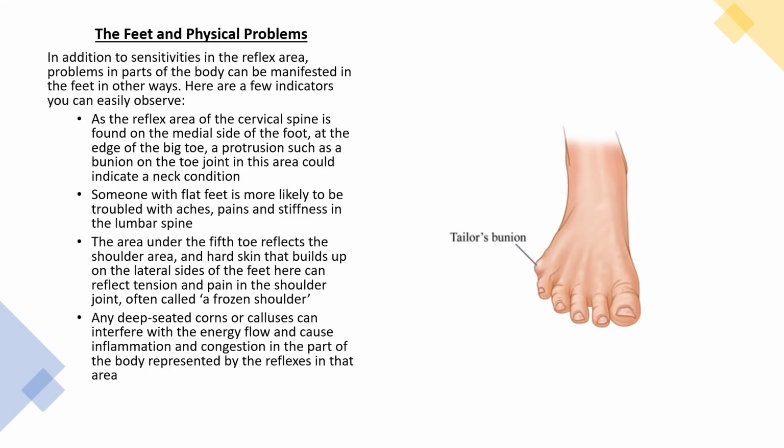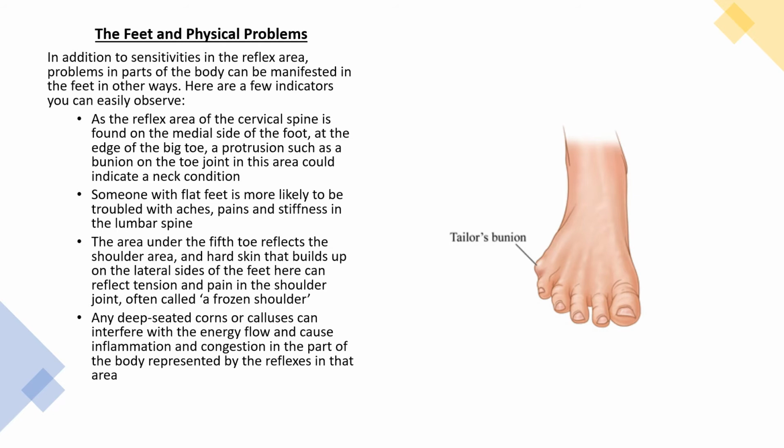Let's now take a look at the feet and physical problems. In addition to sensitivities in the reflex area, problems in parts of the body can be manifested in the feet in other ways. Here are a few indicators you can easily observe. As the reflex area of the cervical spine is found on the medial side of the foot, at the edge of the big toe, a protrusion such as a bunion on the toe joint in this area could indicate a neck condition.